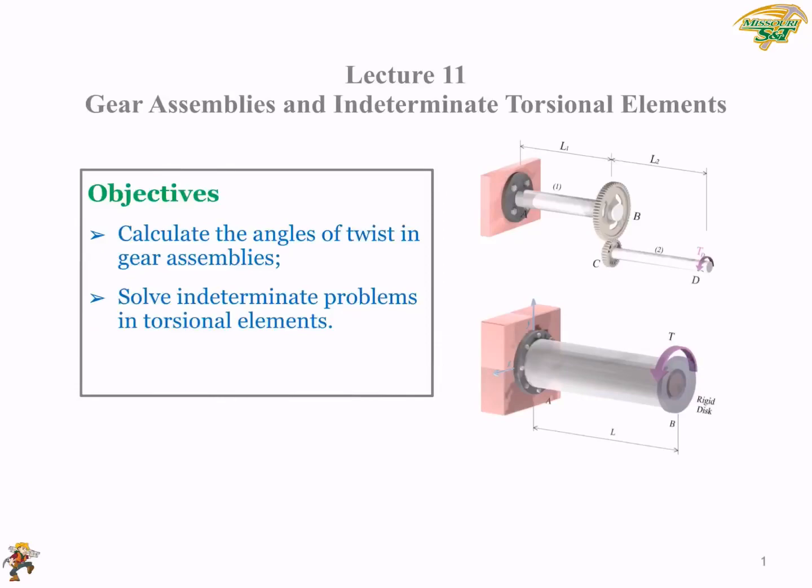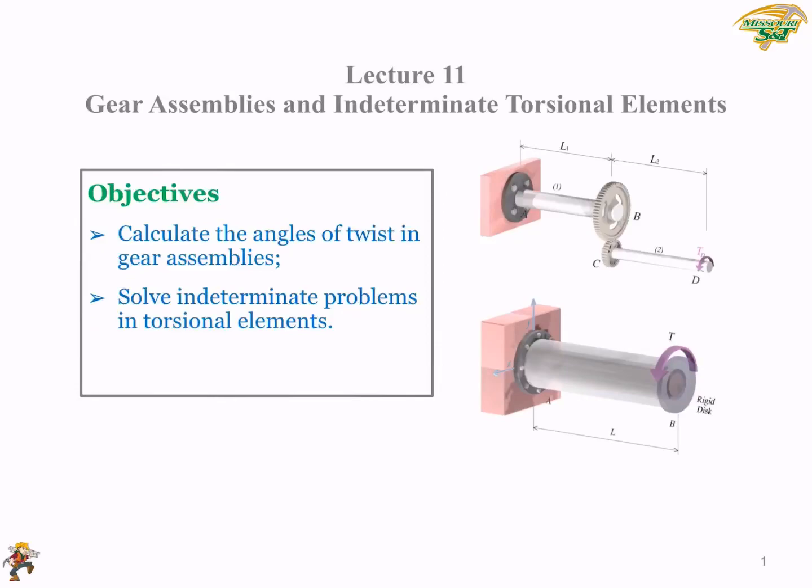Today we will talk about the gear assemblies and indeterminate torsional elements. So the objectives are listed here. First we will learn how to calculate the angles of twist in gear assemblies. We already talked about how to calculate the angle of twist in torsional shafts combinations. Today you will see that this will be a little bit different because you will involve the gear assemblies. Then you will use the 5 rules to think about how to calculate the twist in gear assemblies.